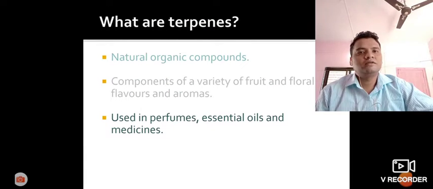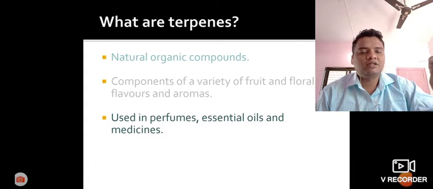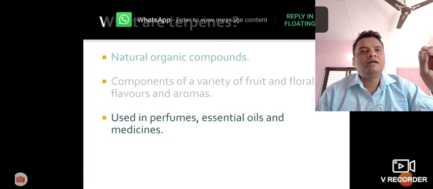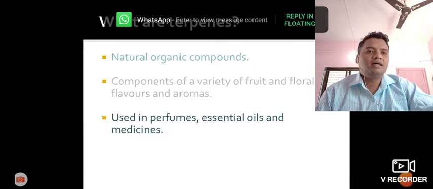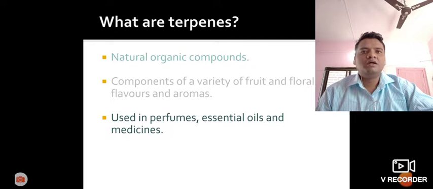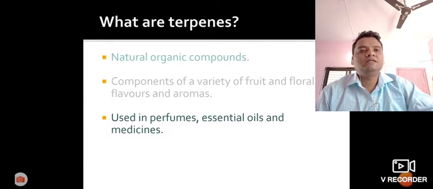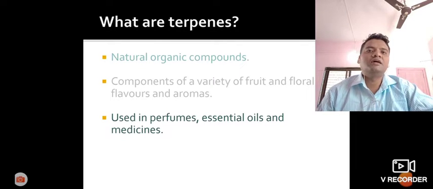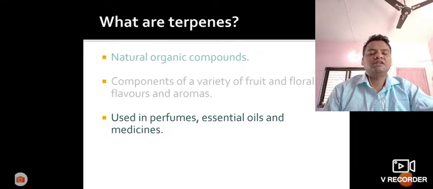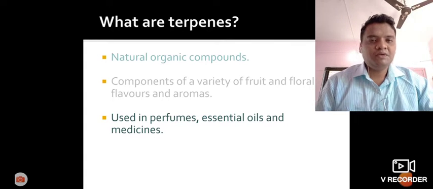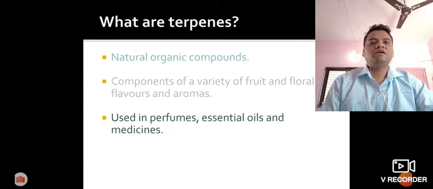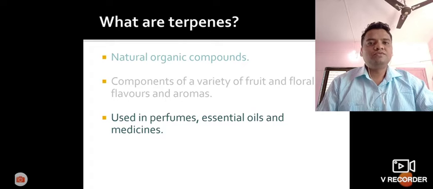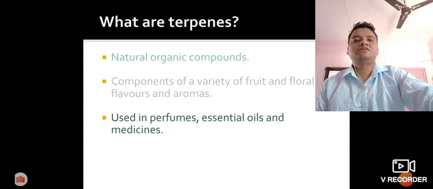Terpenes are, first of all, a type of natural compound. They are found in plants as well as in some types of insects. They are a component of a variety of fruits, flowers and aroma. From the plants which consist of flowers containing these natural products, we can extract the terpenes and use them for perfumes, for medicines, and also for essential oils.